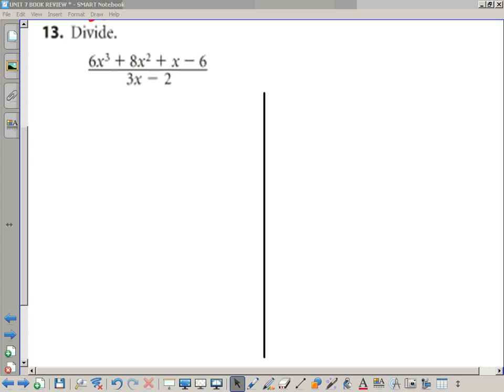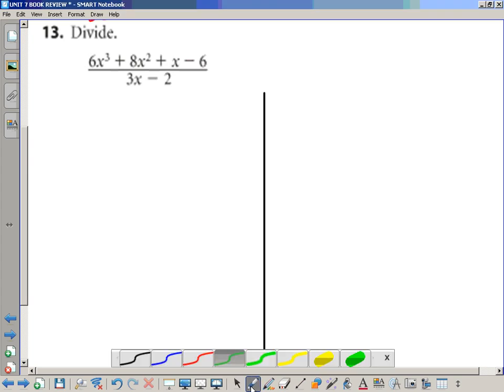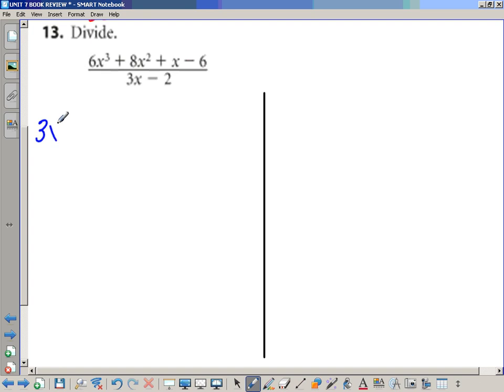This is number 13 from page 439. We're going to do this with long division first, and then I'll show you how synthetic division could get you to the same answer. Here we go. They want you to take 3x minus 2 as your divisor. It's going to be out front. You're going to divide it into 6x cubed plus 8x squared.